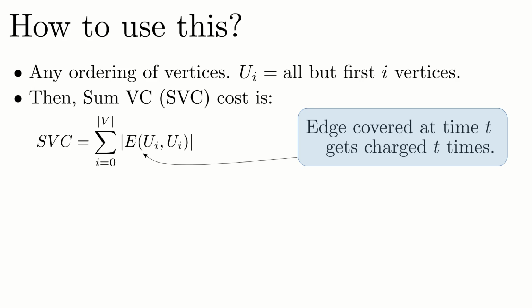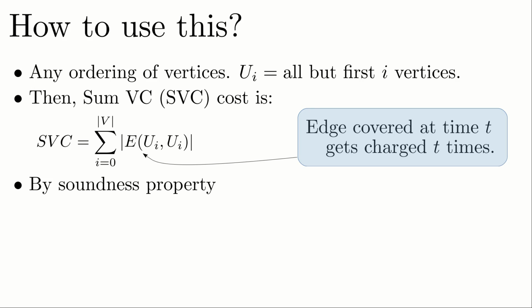Consider an edge covered at time t. Well, it has two endpoints. One of them is chosen at time t, the other one is chosen later. So in particular, the edge will be charged t times in this sum. When i goes from 0 all the way up to t minus 1, it's going to be charged exactly once for each summand in that range. So that edge will have cost t, and we will include all the other edges here.